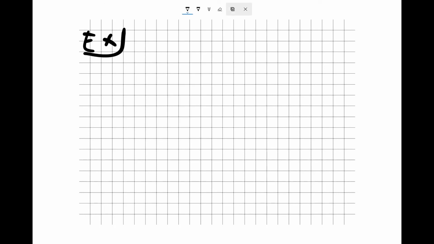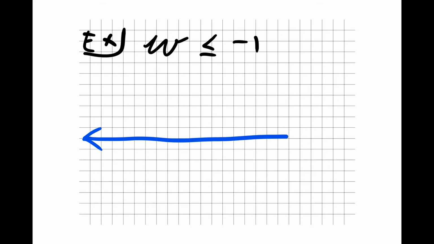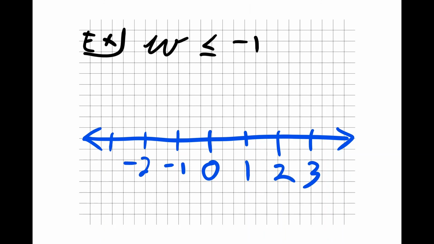Let's say, for example, now W is less than or equal to -1. Again, let's get started with our number line. I'm getting good at this, you guys. Not so much on the shorter ones, but we'll work on that. 1, 2, 3, -1, -2, and -3.